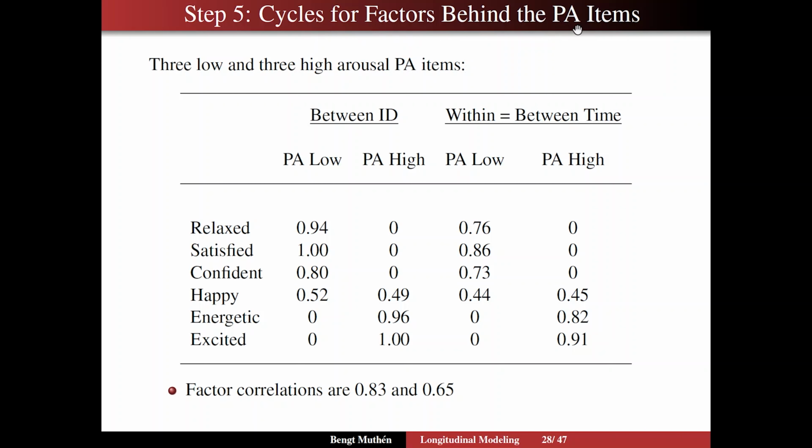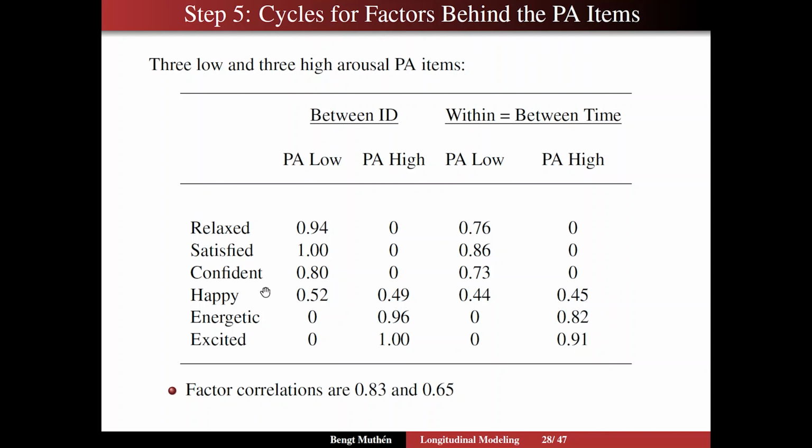On slide 28, I talk about step 5 in terms of cycles for factors behind the PA items. So we're going to do step 5A and 5B for factors. And what do I mean by that? Well, we have 6 PA items: relaxed, satisfied, confident, happy, energetic, and excited. And what we've done so far is to use a PA variable that is a sum of those 6 items, 7 category items. But a multi-level factor analysis, a 2-level factor analysis, actually shows that there are 2 factors.